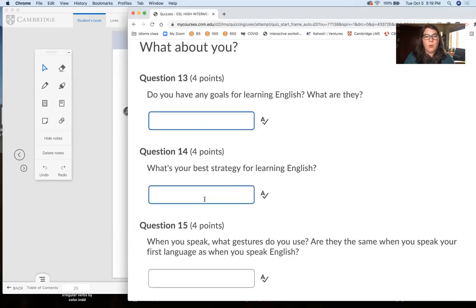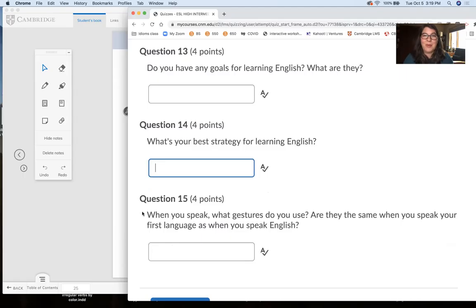Question 14, what's your best strategy? How do you learn English best? Not from the reading, I'm asking you. Do you have any secret methods or ways that really, really help you learn English? Maybe watching TV, listening to the radio, podcast, YouTube, I don't know. Tell me how you learn English best, okay?